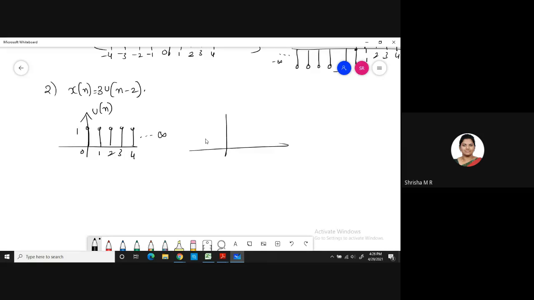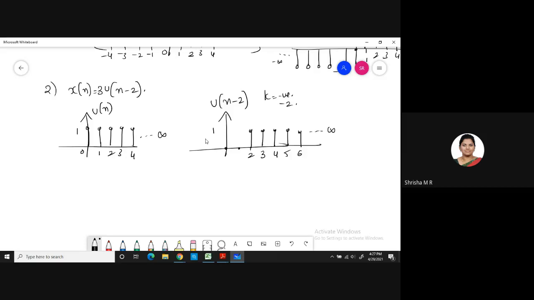What about u of n minus 2? From where will the signal start? Minus 2 or plus 2? Plus 2. Okay, so k is negative here, which is minus 2. So it is right shifting and the signal is occurring 2 seconds late. At n is equal to 0 and n is equal to 1, it will be 0. At n is equal to 2, it will start. It will start from n is equal to 2 and go on up to infinity with an amplitude 1.